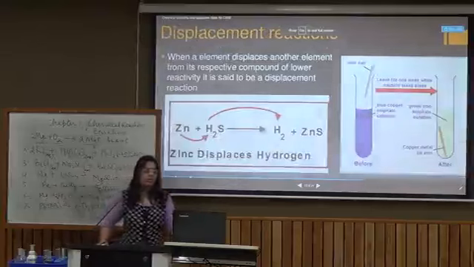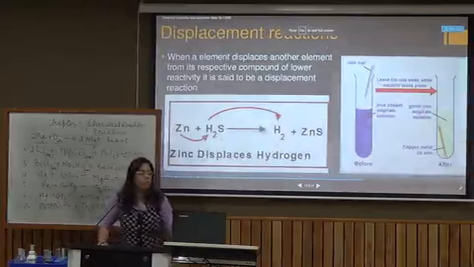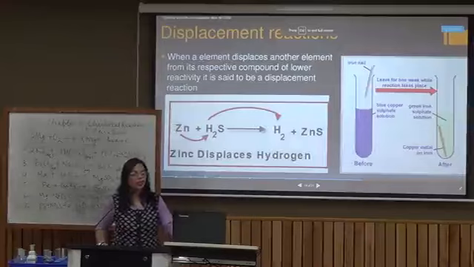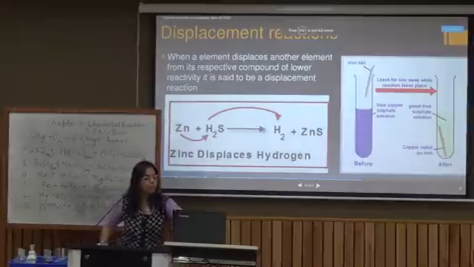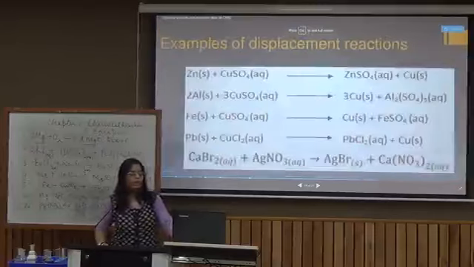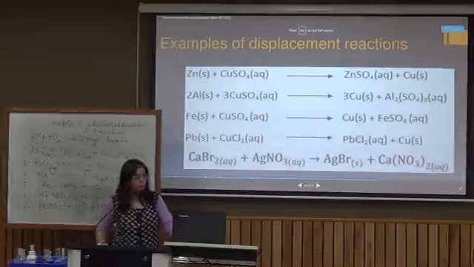Displacement reactions, we have seen 2 examples, and there is another example here. When zinc metal is treated with hydrogen sulfide gas, the sulfur here is going to combine with zinc, so hydrogen is displaced by zinc. So zinc displaces hydrogen, it's a displacement reaction. There are a few more examples of displacement reactions given here.